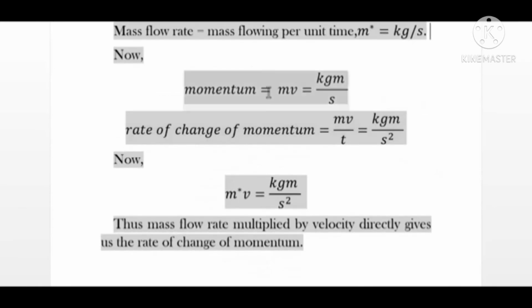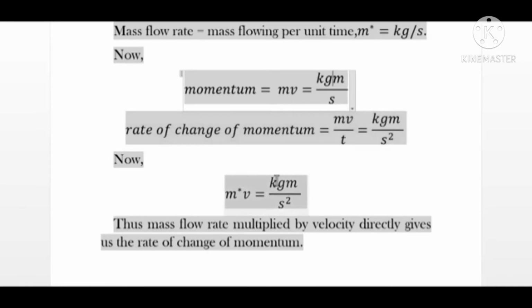Now we know that momentum is equal to mass into velocity, and that is going to have units of kg meter per second: kg for mass and meter per second for velocity. The time rate of change of momentum will be equal to mass into velocity per unit time and will have units of kg meter per second square.